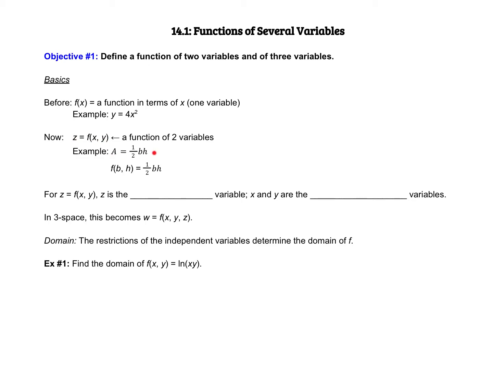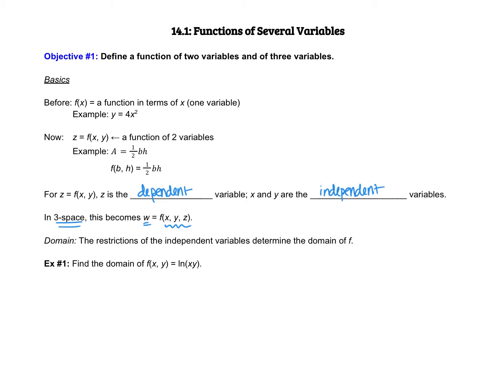So for example, the area of a triangle. The area of a triangle is based on the base and height of the triangle. Writing that in function notation, our area, which is our function, is a function in terms of base and height. So for z equals f of x, y, z is the dependent variable. X and y are the independent variables. And we can have functions of more than 2 variables. For example, in 3 space, we have some variable, let's call it w, that's a function of x, y, and z.